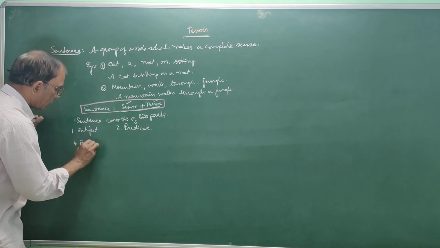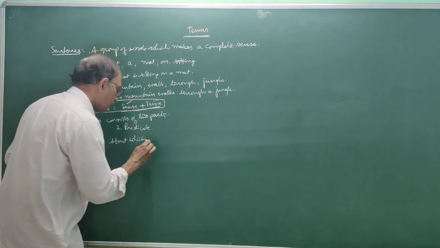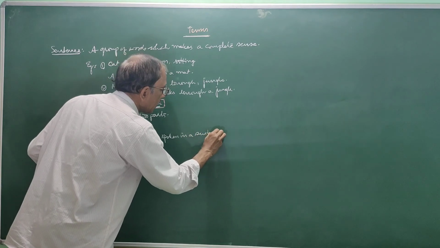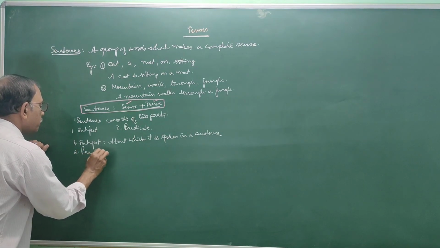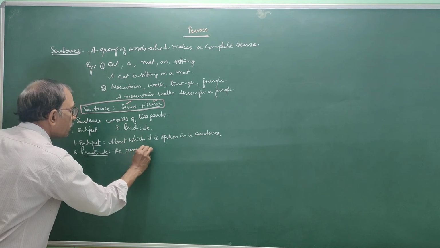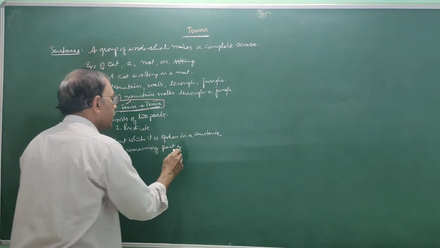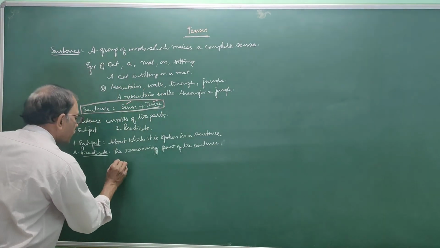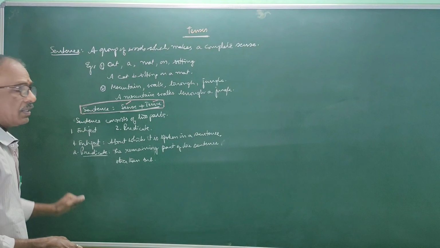So what is subject? Subject means that about which we are speaking in a sentence. This is actually subject. What is predicate? Predicate means the remaining part of the sentence other than subject. We speak about the subject in the remaining part of the sentence.